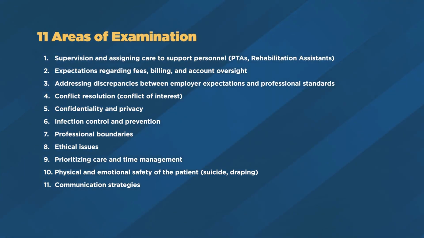Number 1, supervision and assigning care to support personnel, like PTAs or rehab assistants. Number 2, expectations regarding fees, billing, and account oversight. Number 3, addressing discrepancies between employer expectations and professional standards. Number 4, conflict resolution or conflicts of interest. Number 5, confidentiality and privacy. Number 6, infection control and prevention.